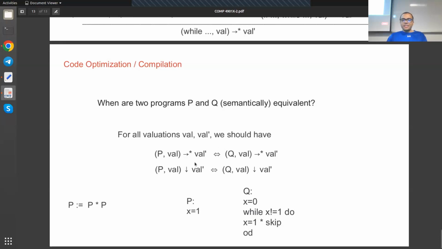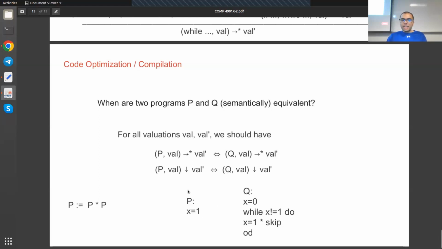So in this sense, in the sense of any of these two definitions, P and Q are equivalent. Because no matter what your starting state is, you're only going to terminate in a state with x equal to 1. And you have just one variable, so that's all you care about in your valuations.